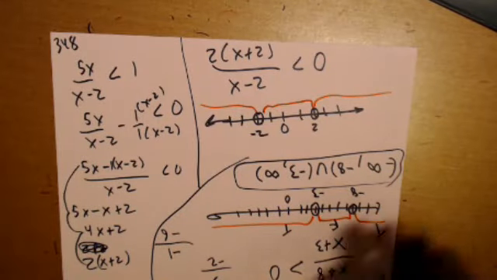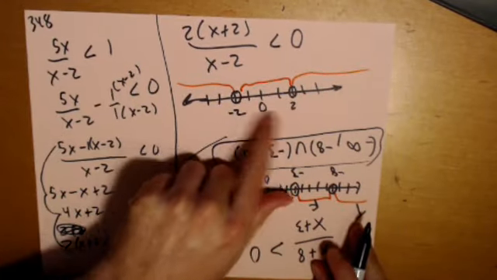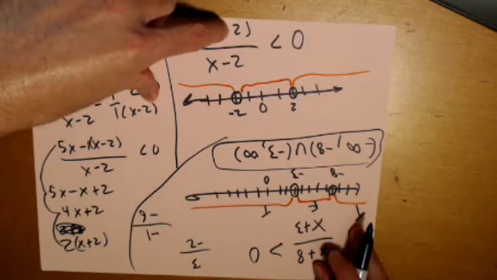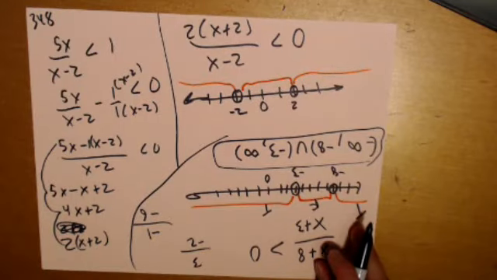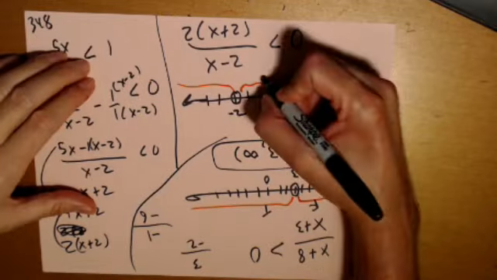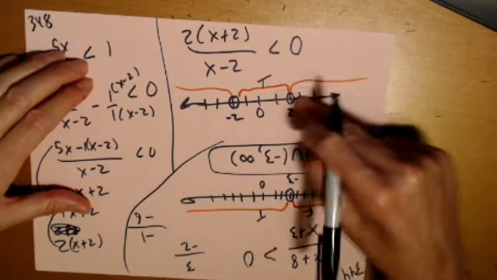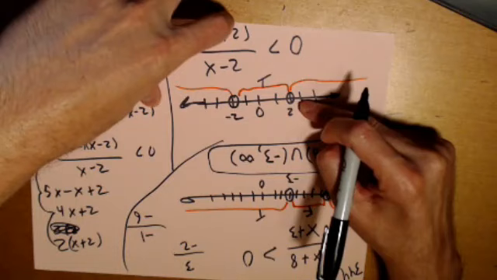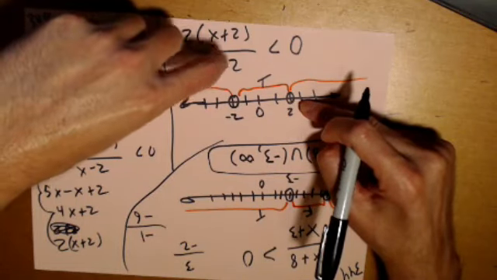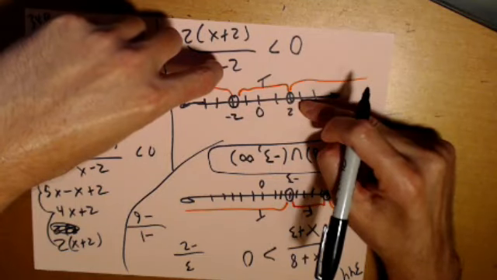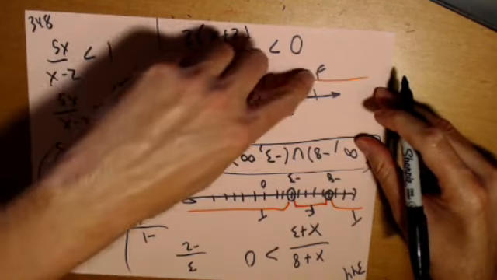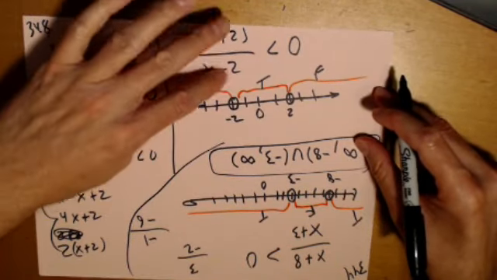So now you should see this area, that area, like that. So 3 distinct areas. We need test points. The middle one, let's test 0. If you plug 0 in here, that's 2 times 2 is 4 over negative 2, which is negative 2. Is negative 2 less than 0? Yes. True. Let's pick a number over here like 3. So 3 plus 2 is 5 times 2, 10 over 1, which is 10. Is that less than 0? No. False.